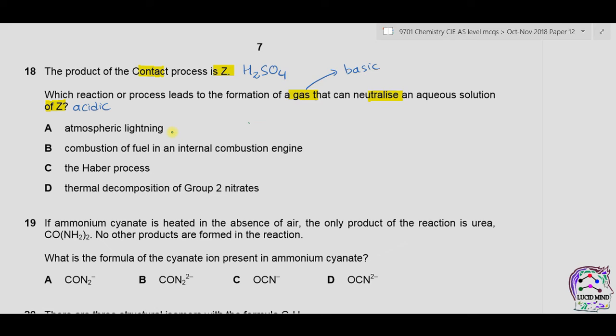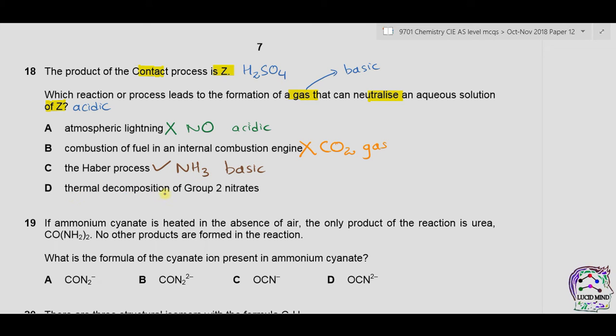First one is atmospheric lightning. It can produce nitrogen oxide, which is acidic as it is a non-metal oxide gas, so it is incorrect. B is the combustion of fuel in an internal combustion engine. It produces carbon dioxide gas. Again, carbon dioxide is acidic in nature. C is the Haber's process. In Haber's process, ammonia is formed and ammonia is basic in nature. So it can neutralize sulfuric acid to form ammonium sulfate.